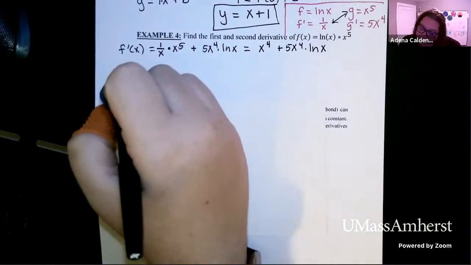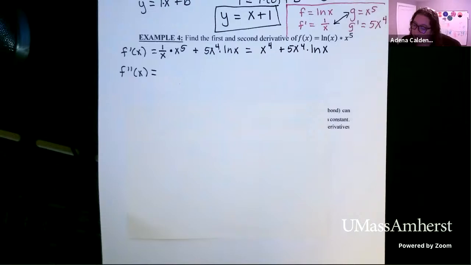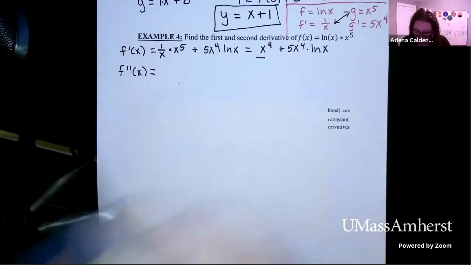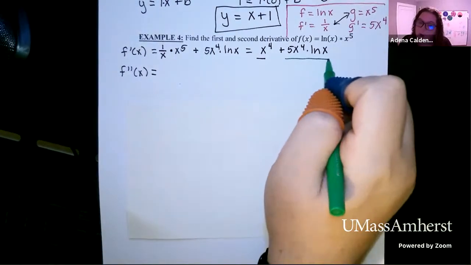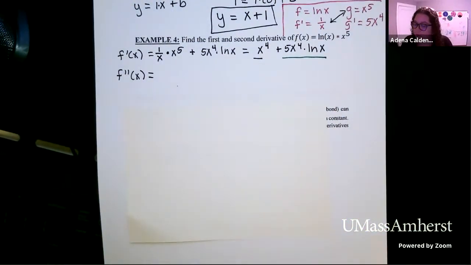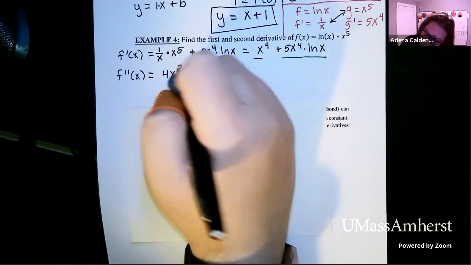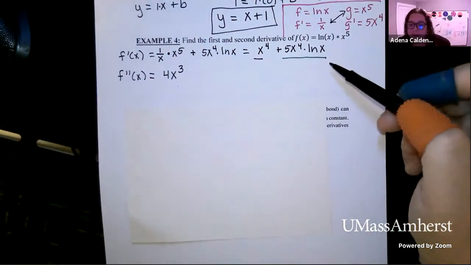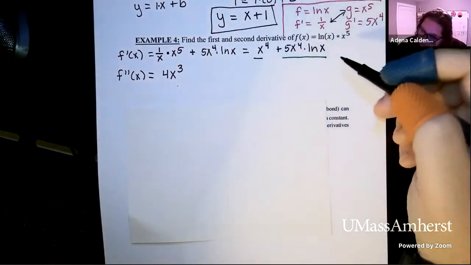So now, if I want to get my second derivative, I can go term by term. And I'm going to underline this in 2 different colors so we can see the 2 terms we're working with. So the first term is x to the fourth. We can take the derivative of x to the fourth just using our power rule. And that's going to give me 4x cubed. But then here, my second term is 5x to the fourth times ln x.